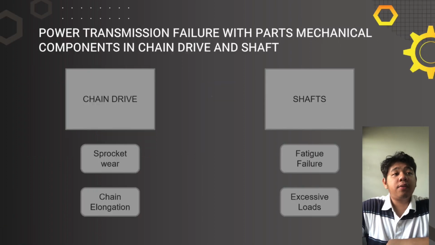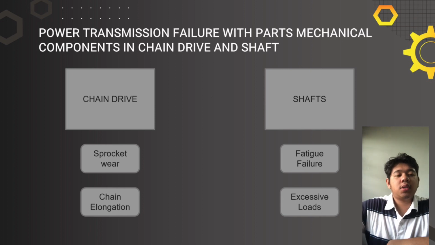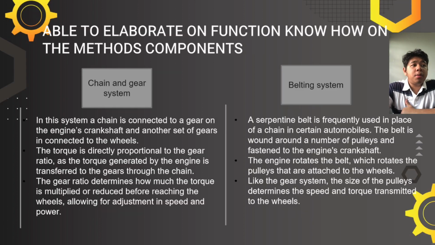Power transmission failure with parts mechanical components in a chain drive and shaft. For a chain drive: sprocket wear, chain elongation. For the shaft: fitting failure, excessive loads. Able to elaborate on function and methods of components?